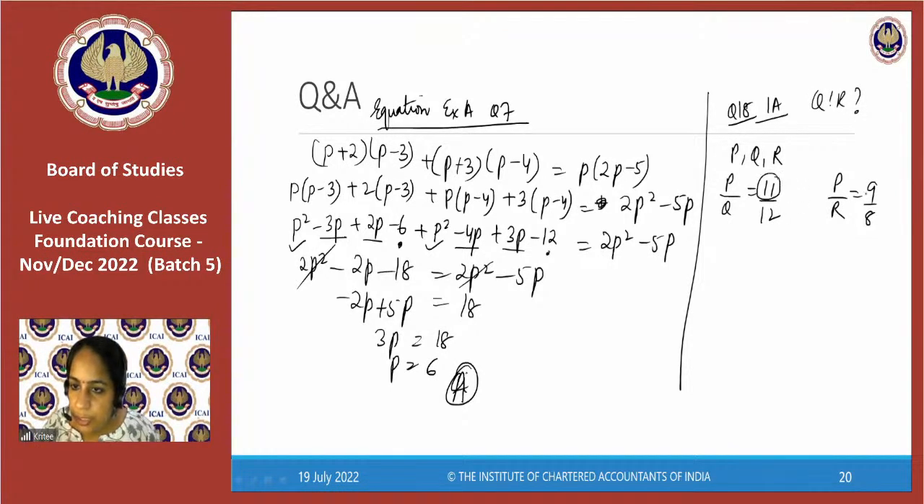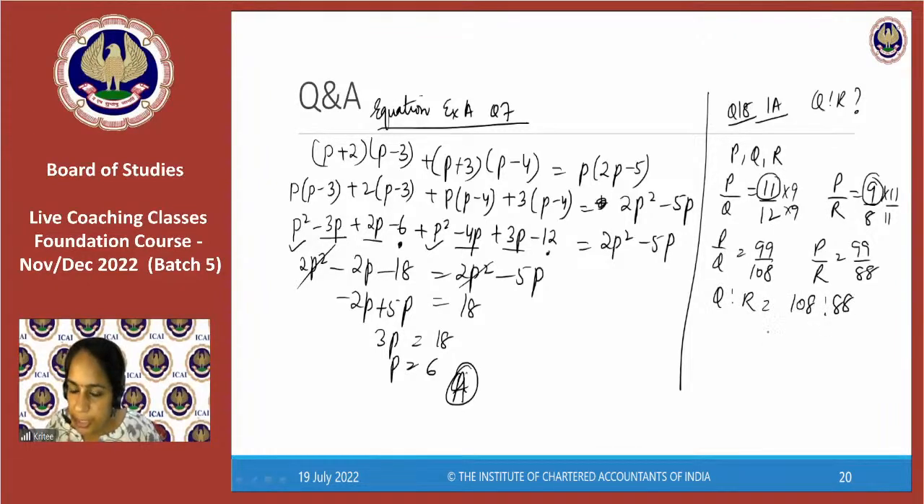So you will make this equal by multiplying this by 9 and multiplying this by 11. So P by Q becomes 99 by 108, P by R equals 99 by 88. So Q by R is 108 by 88. That is 27 by 22. The answer is B. I hope that answers your query, Bala Sanjana Lakshmi.